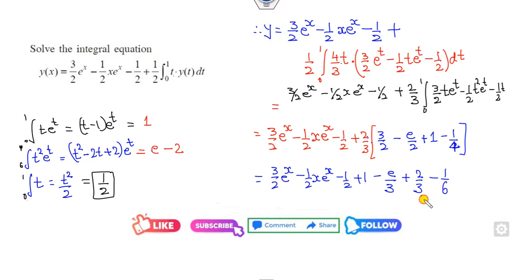You can see from here 6 is the LCM, it is 4 minus 3, fine. So 1 over 2, that's a plus 1 over 2, minus 1 over 2 cancel out. So the right answer is 3 by 2 e raised to power x minus half minus e over 3 plus 1 is the right answer of this problem.